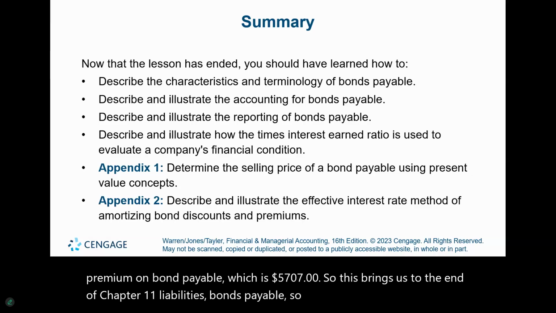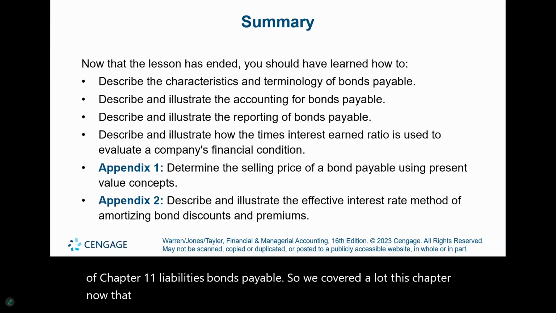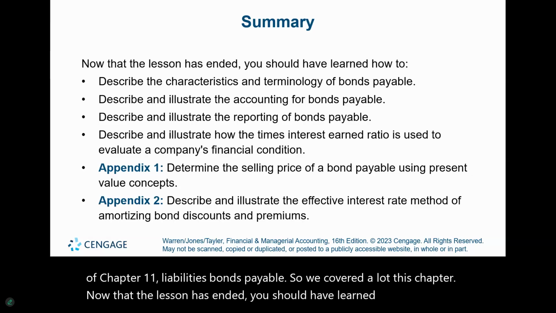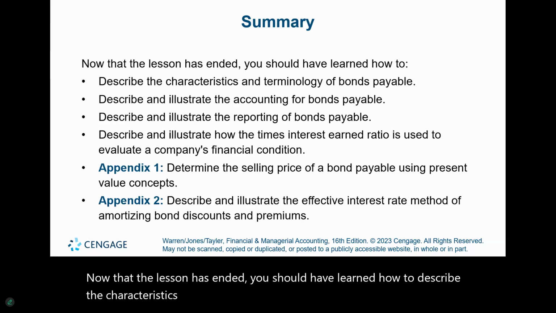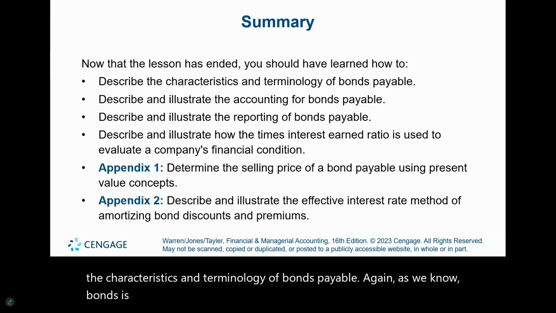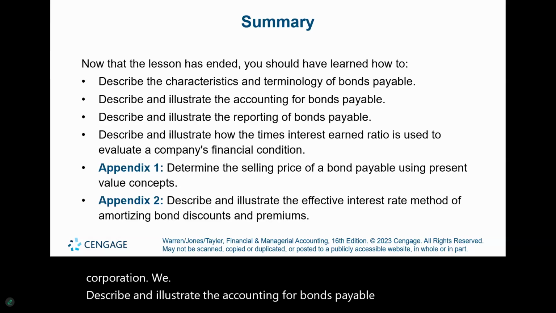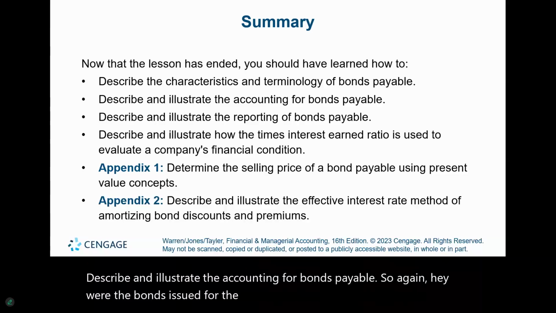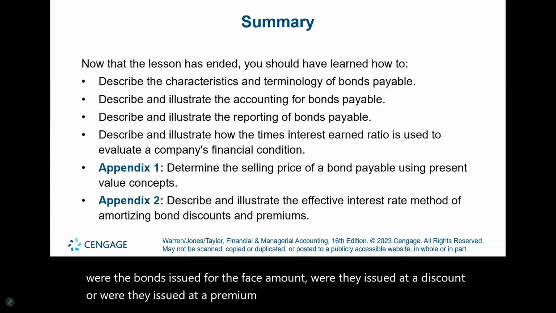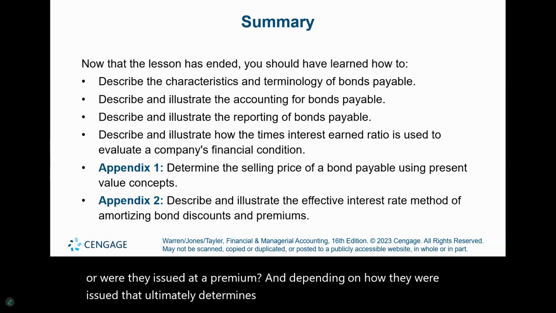So we covered a lot this chapter. Now that the lesson has ended, you should have learned how to describe the characteristics and terminology of bonds payable. Again, as we know, bonds are basically where individuals and businesses lend money to a corporation. We describe and illustrate the accounting for bonds payable. So again, were the bonds issued for the face amount? Were they issued at a discount, or were they issued at a premium? And depending on how they were issued, that ultimately determines how we are going to account for it.